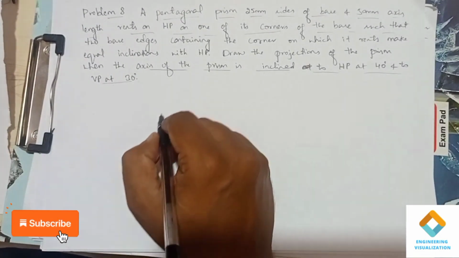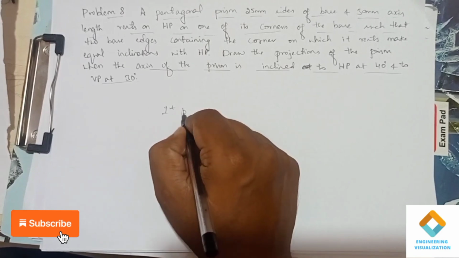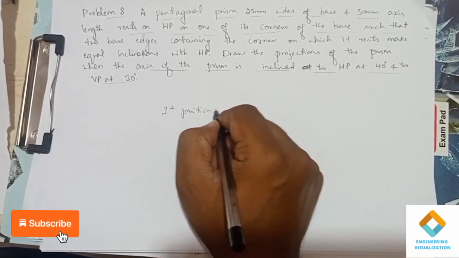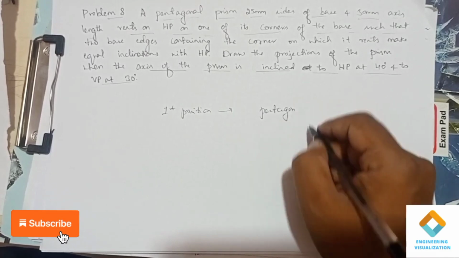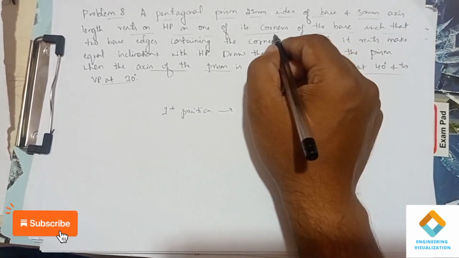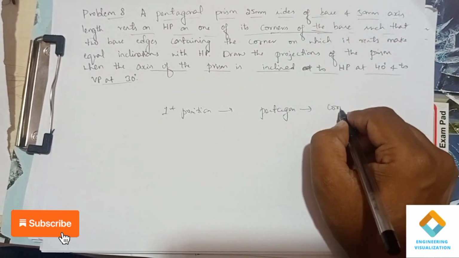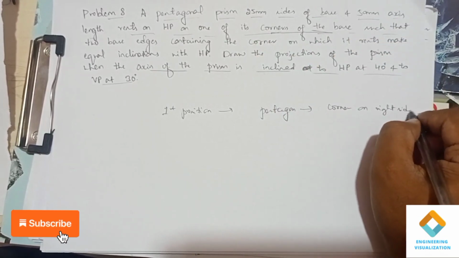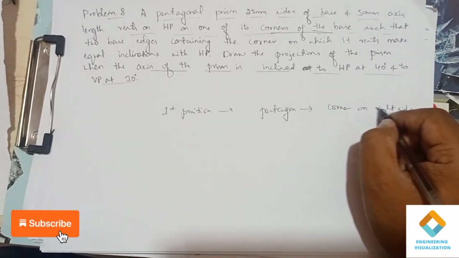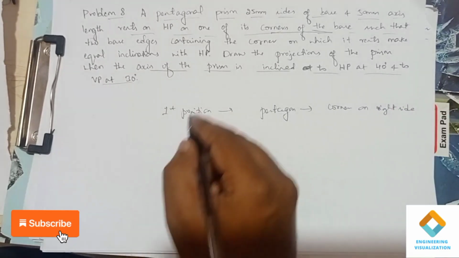So here first we have to construct a pentagon. In the first position we have to construct a pentagon of dimension 25 with respect to the corner here. Given in the question, corner of the base, that means we have the corner on the right side. We know that in solids, the right side is the reference for considering the base corner.